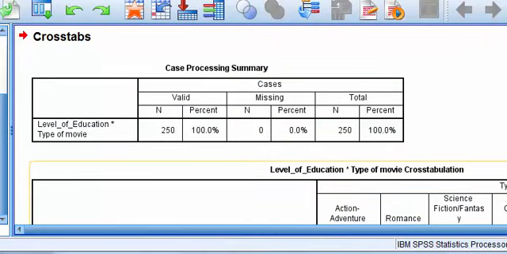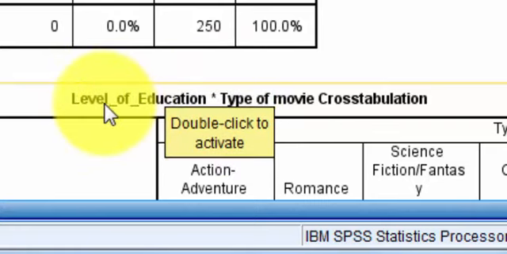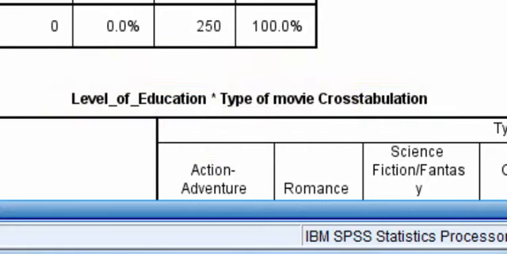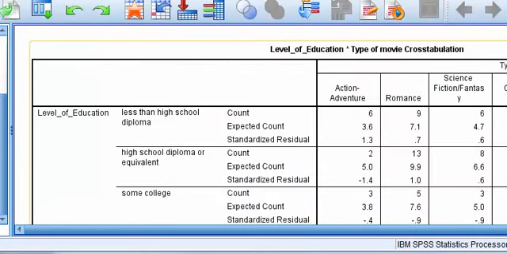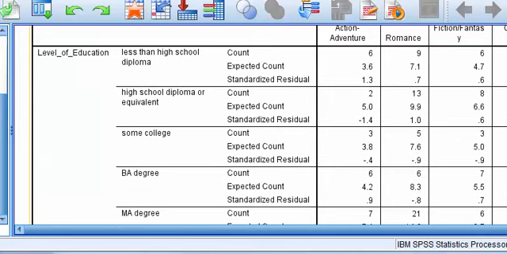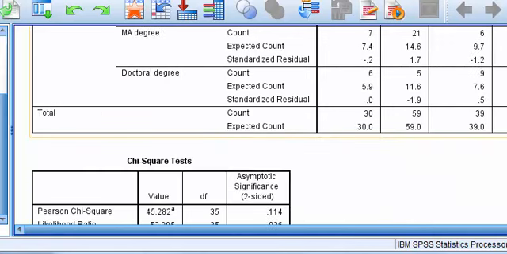Interpretation time. So here's the head title, right? The level of education versus, I say versus, so the 6 different levels of education versus the 8 types of movies. Wow, this is going to be a big one. So let's just look around. There's a 1.9. It's pretty big. And there's 1.7, a couple more. Yeah, so you got some medium ones in there.